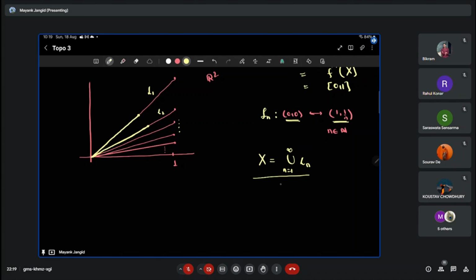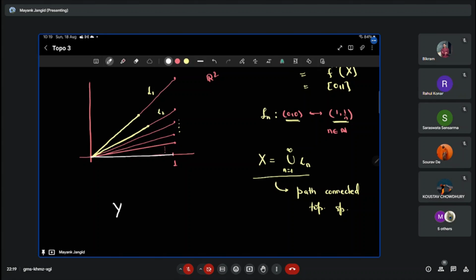So this set is clearly a path connected topological space. Okay. If I add the x-axis also, this line.